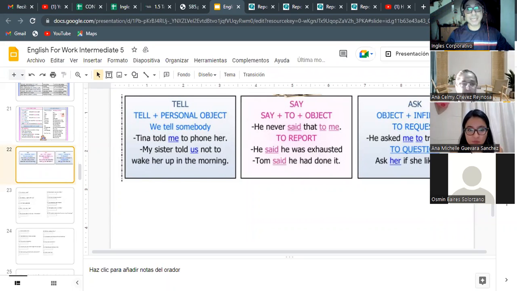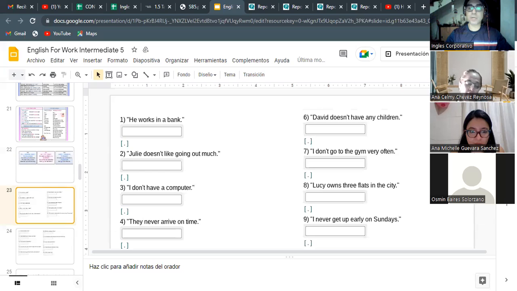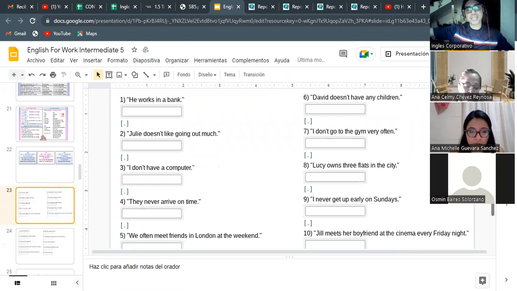So the time has come to practice. Let's see if this is true. We're going to practice first here, okay? There are some exercises that we're going to change into reported speech. Number one, he works in a bank, okay? So she said, what do you think? He said that he works in a bank. Very good. Yeah, it's a general truth. We don't change that one. Nice.